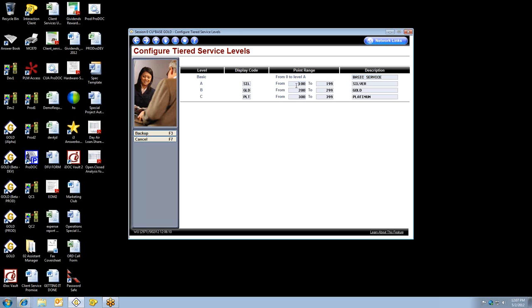The one thing I do want to suggest is that when you start looking at point ranges and we work through some forecasting options, you always want your from to be a whole value.